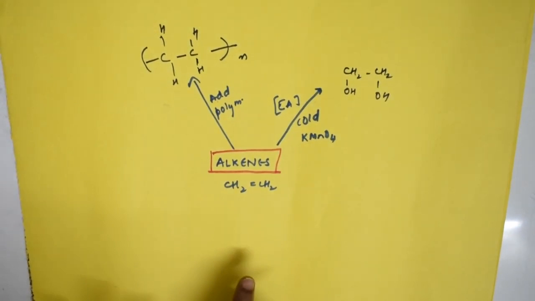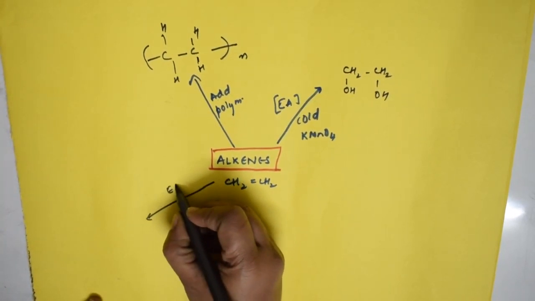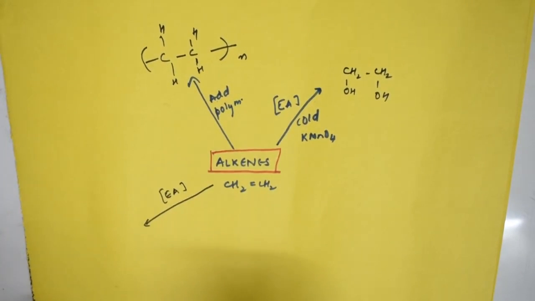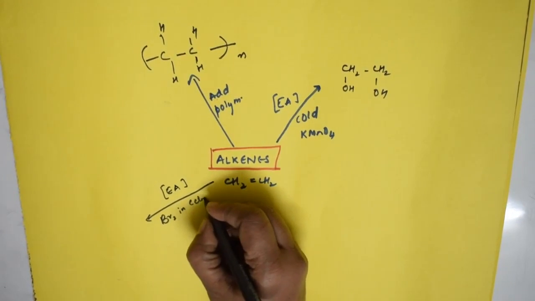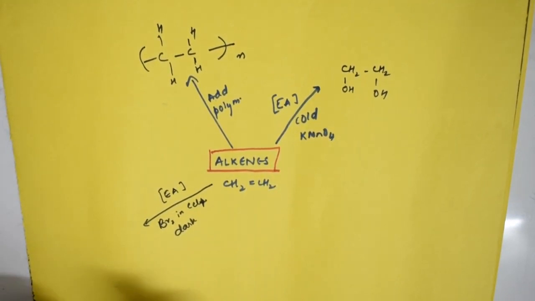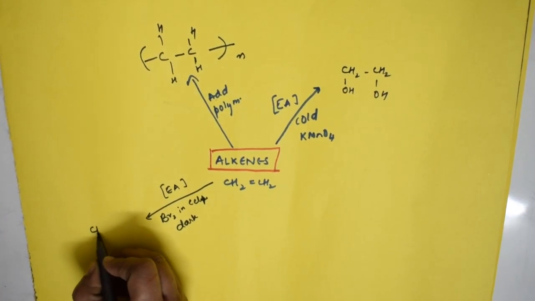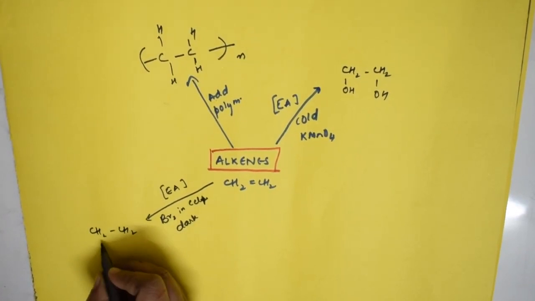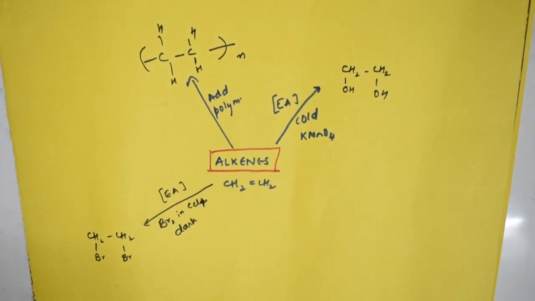Now, the same alkene, suppose I perform an electrophilic addition reaction. What am I going to do? I'm going to take bromine in CCl4. So here the reaction happens in the dark. When you perform this in the dark, bromine in carbon tetrachloride, the product you get is vicinal halides, on both the carbons, right?